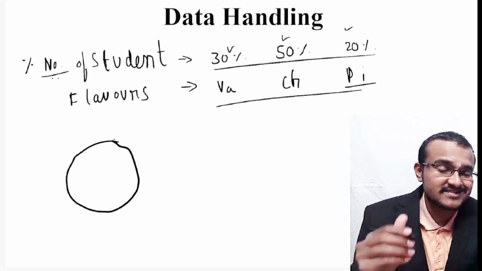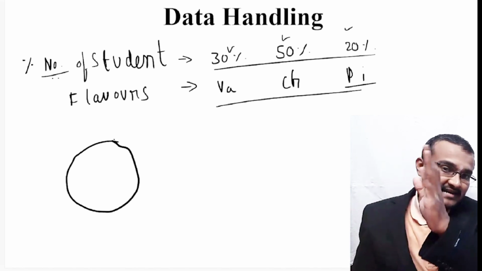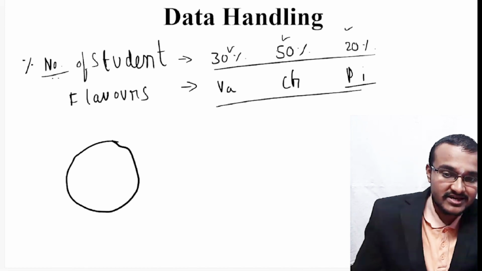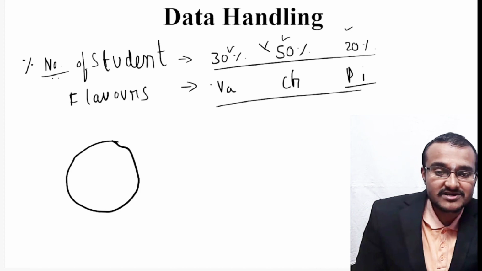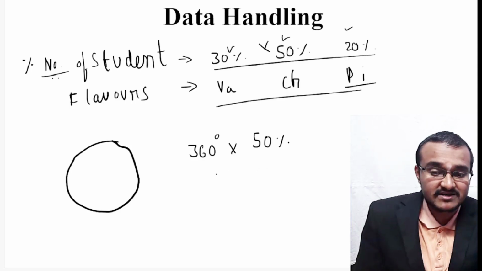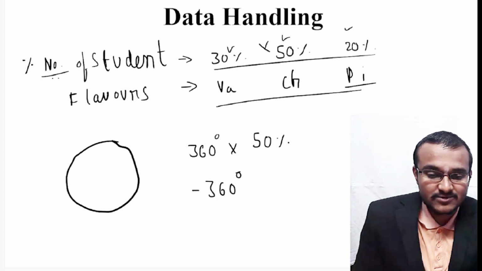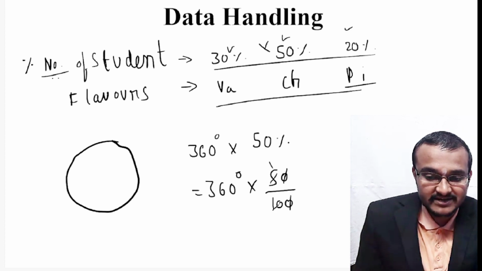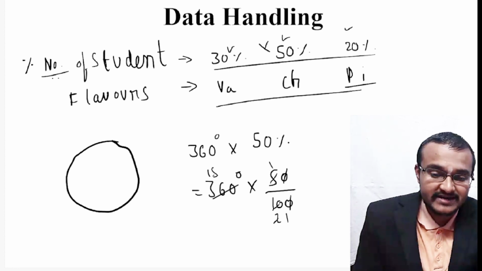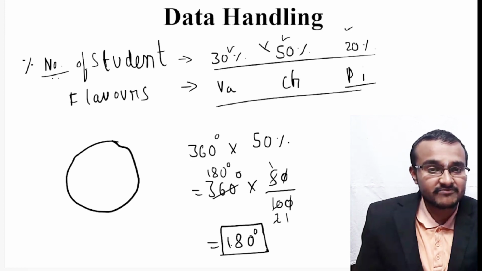Here 360 degrees is the standard term, because when you cover the entire circle, you cover 360 degrees. So 50% of the circle should be chocolate. I'll multiply 360 with 50%. 50% is equal to 50 by 100. The zero gets cancelled, 5 ones are 5, 5 twos are 10, so it is 1 by 2. If you divide 360 by 2, you get 180. So 180 degrees in the circle represents chocolate loving students.